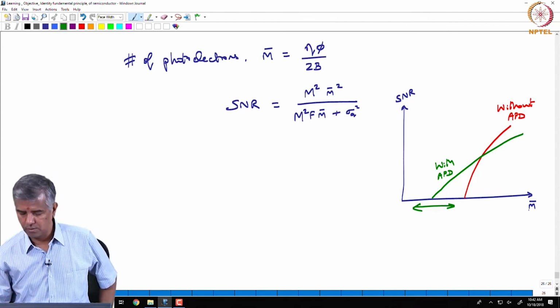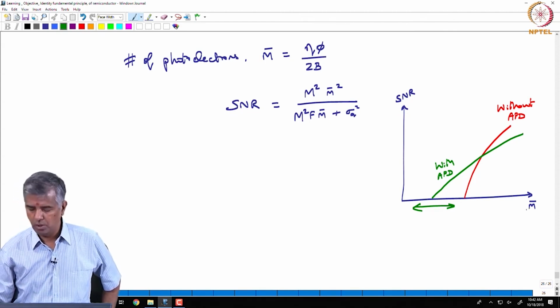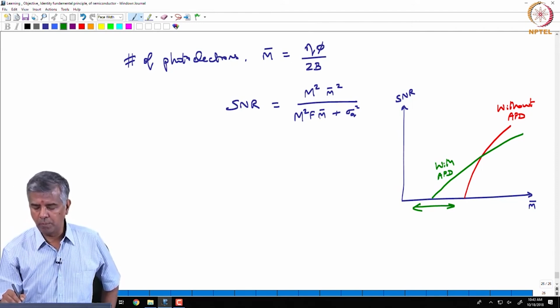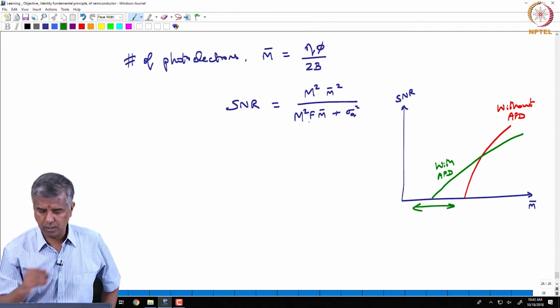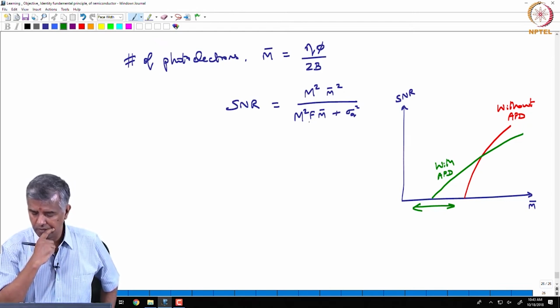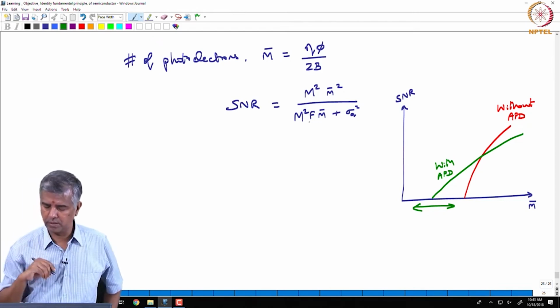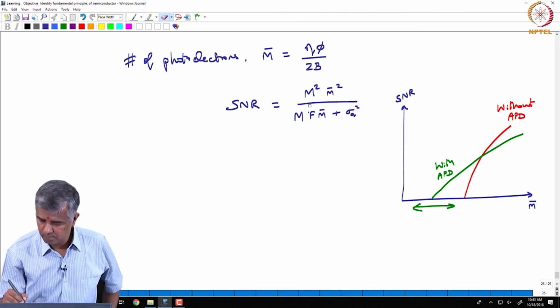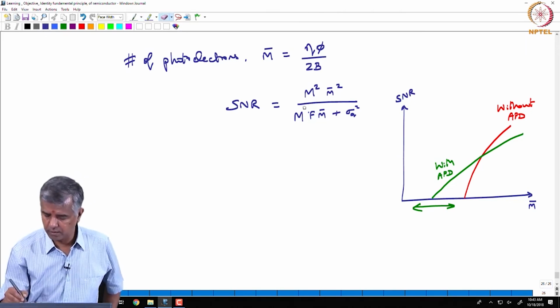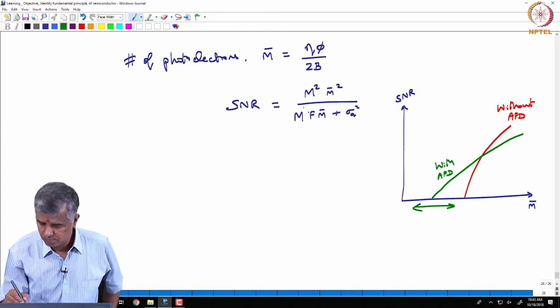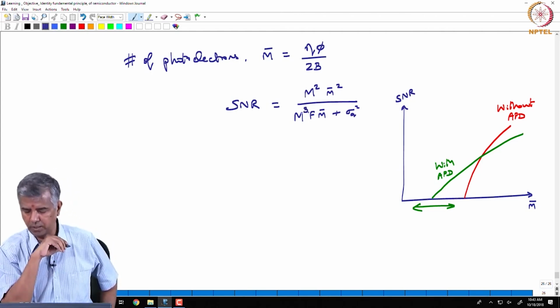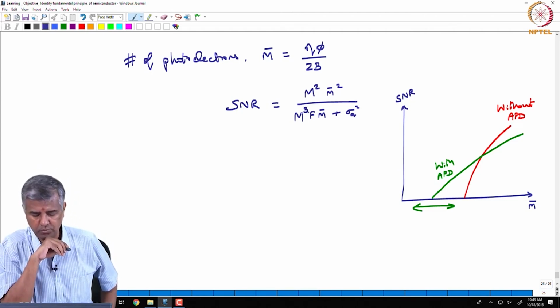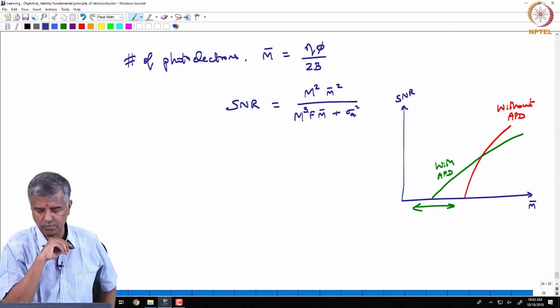So, this is the number of photoelectrons. That is right, that should be m cube. That should be m cube over there, because we are just counting in terms of number of photoelectrons.